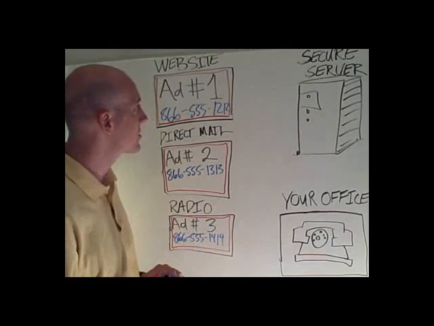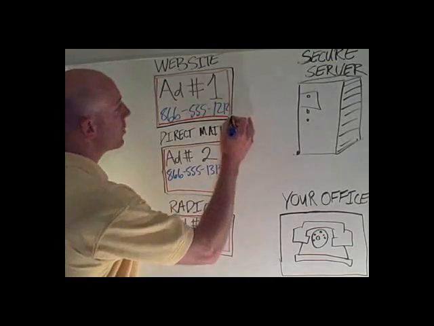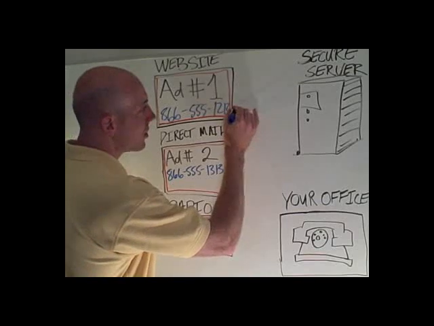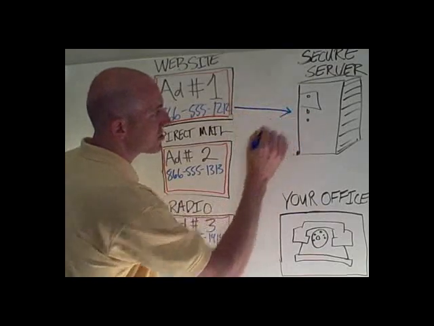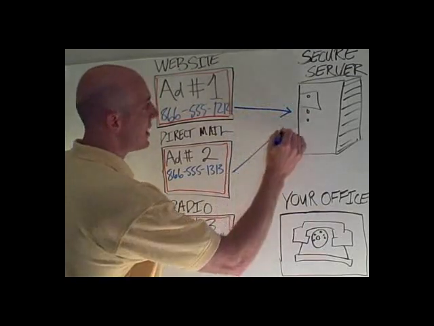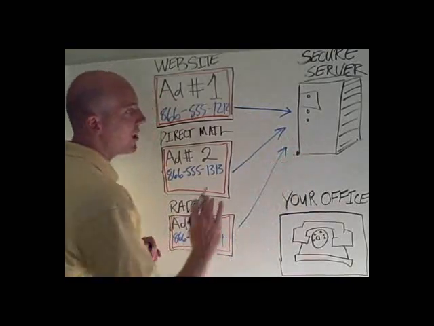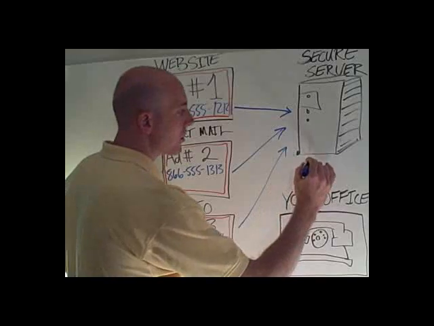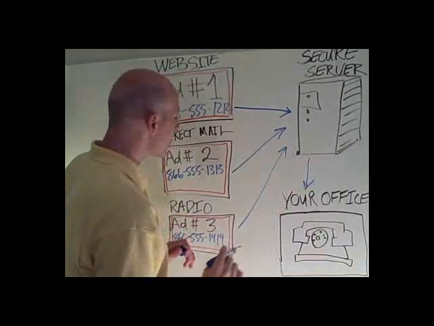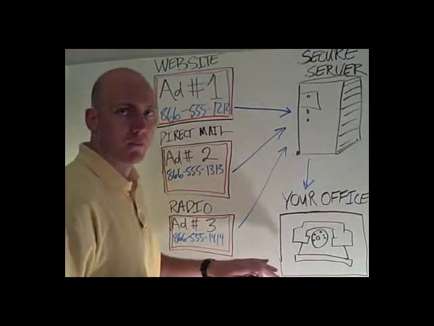Now here's how it works. All the calls that come in from your website, if you're using a call measurement number, are going to be routed through our server. Same would be the case for your direct mail, and the same would be true for your radio ad. Now when they route through our server, we simply forward the calls to your office. So it's a seamless process.